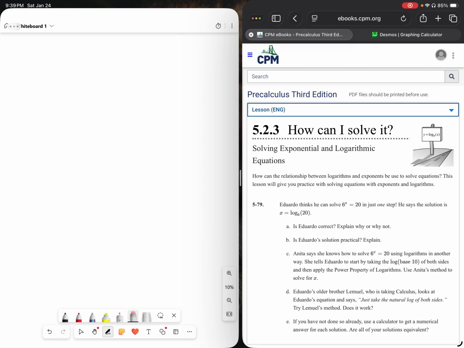Lesson 523, how can I solve it? So we've done all this work with exponentials and now logarithms, and we've gone back and forth. We've learned properties. So now let's figure out how to solve these.